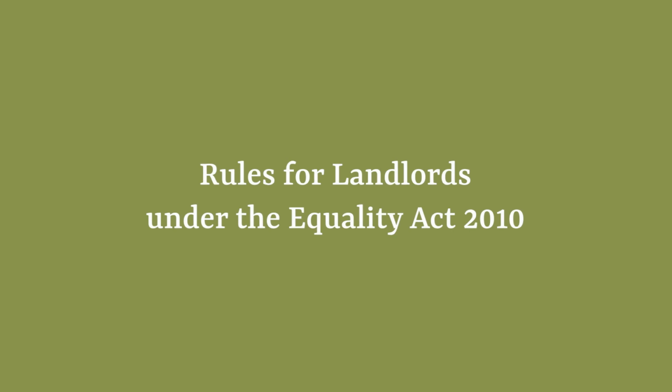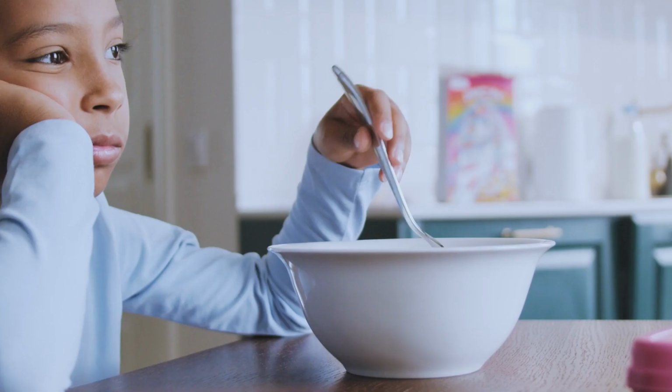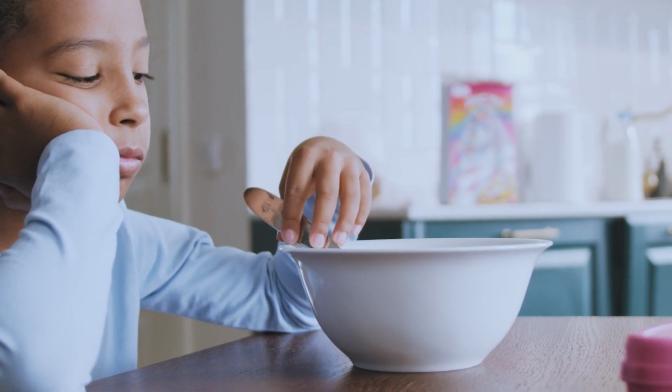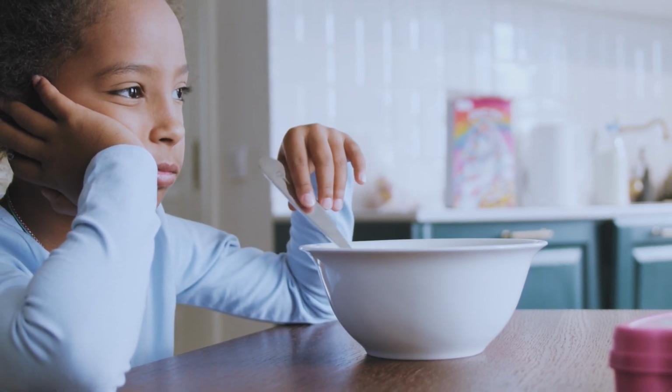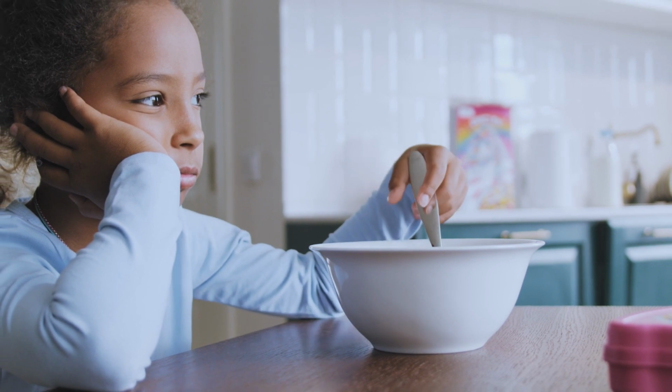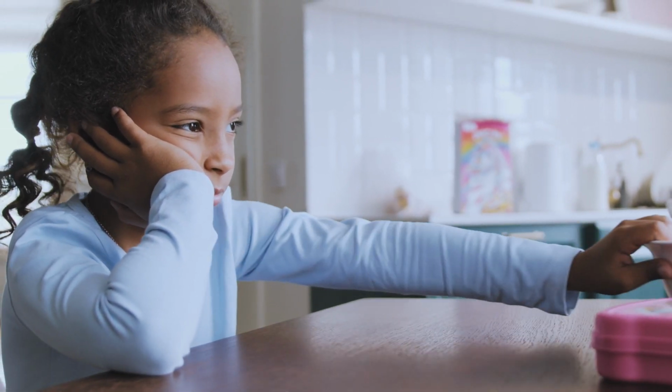And then there are specific rules relating to landlords, basically, because there are rules about premises and managing premises. So same thing again, you're not allowed to discriminate on the terms of letting premises. So that means you're not allowed to say, I'm not going to let property to you because you have a family. It also means I'm not allowed to charge you more rent, for example, because you have children, because that would be a term of letting.